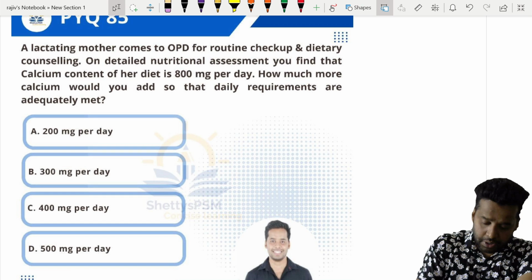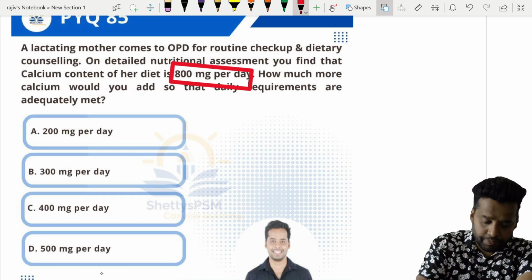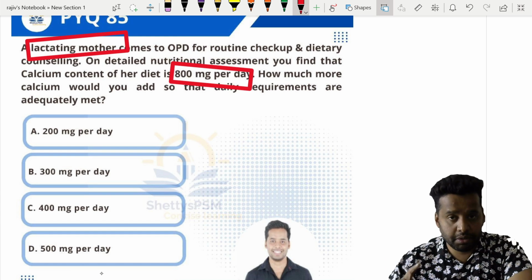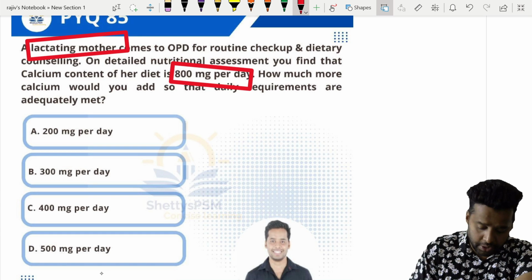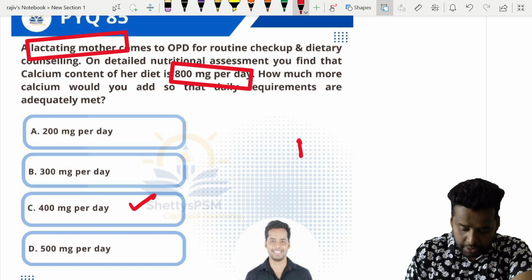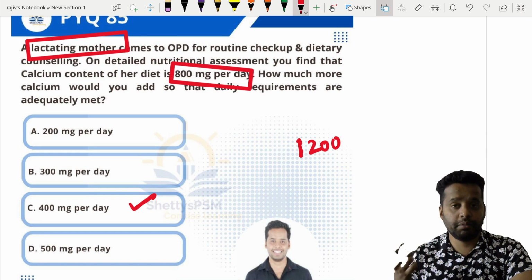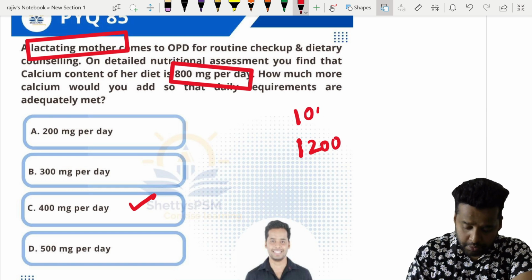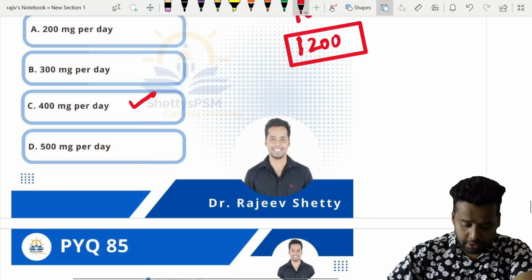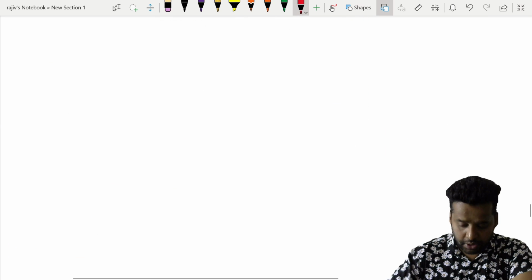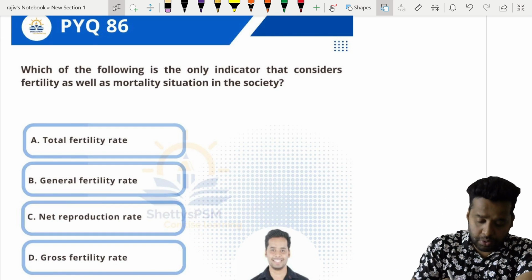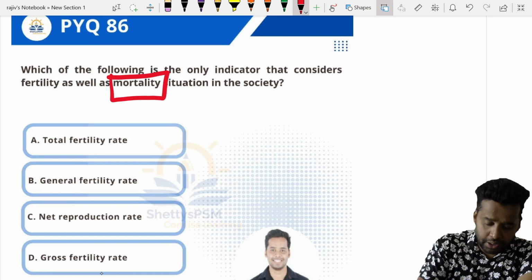Mother, again a lactating mother, coming to OPD with calcium assessment. When you are doing it, her diet is 800 mg per day. What is missing? 400 mg, because calcium requirement in lactation is 1200 mg per day. In pregnancy it is 1000 mg per day, but in lactation it is 1200 mg per day. So she is missing around 400 mg because the calcium in her diet was 800 mg. Which is the only fertility indicator which includes mortality also?